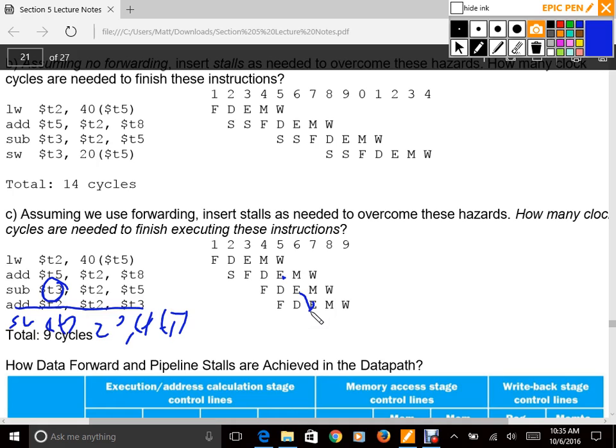So in this case, we have now reduced it from 20 cycles to 14 by inserting stalls, to 9 by doing data forwarding. Does that make sense? Does anybody have any questions about it?